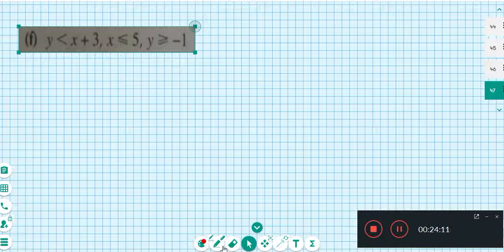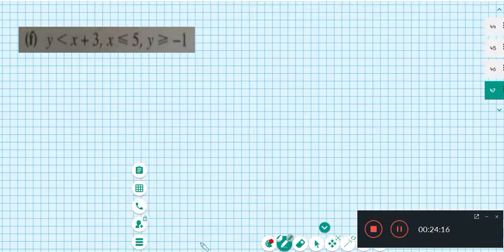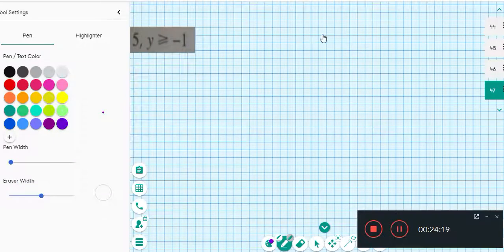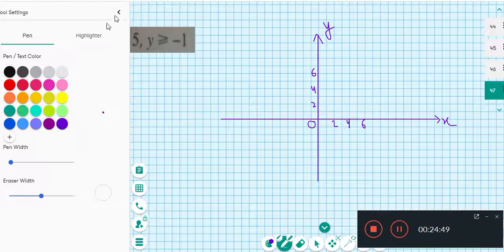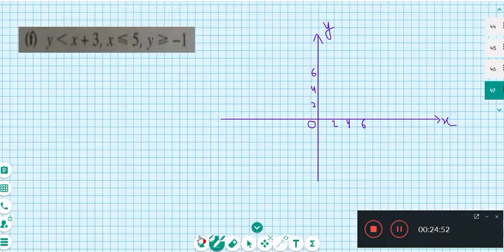This line is y is less than x plus 3. This line should be a dotted line in reality, because in this inequality we don't have an equal sign. The next inequality is x is less than or equal to 5, so the equation becomes x equal to 5. The x equal to 5 line will be parallel to the y-axis and passes through 5 on the x-axis. I'm using a different color because it should be a solid line, as it has an equal sign.